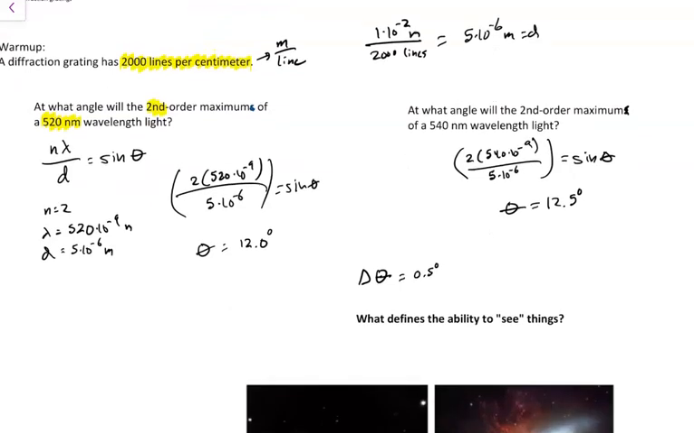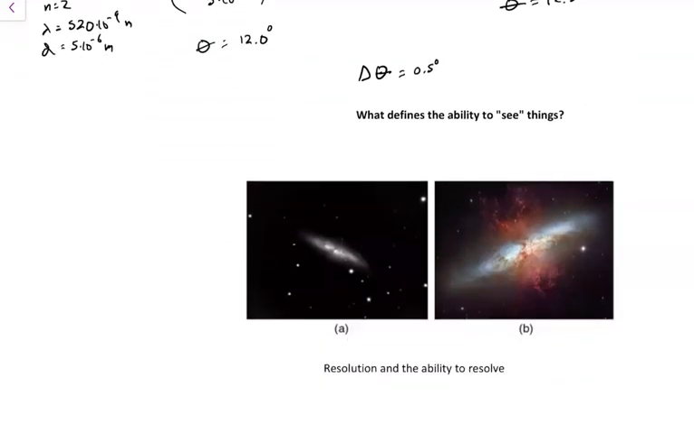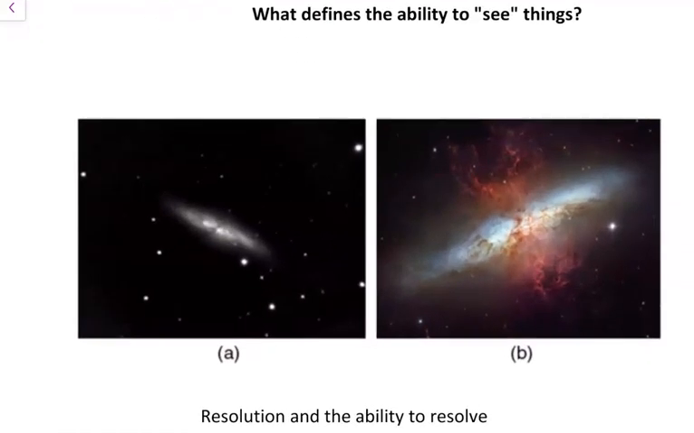So what defines the ability to see things? Well, we're looking at telescope images. One of an old telescope. So this one was an older telescope. And this is a newer telescope. And what can you see is different between these two images?